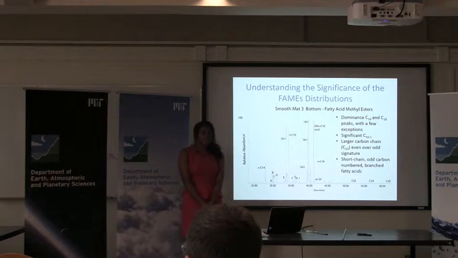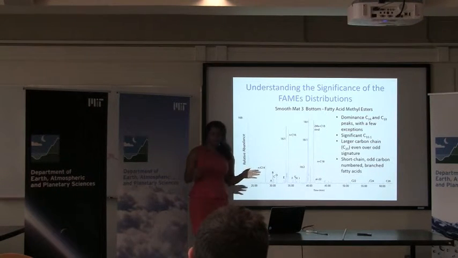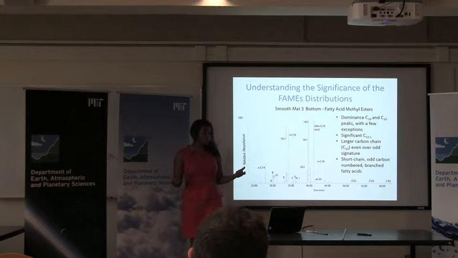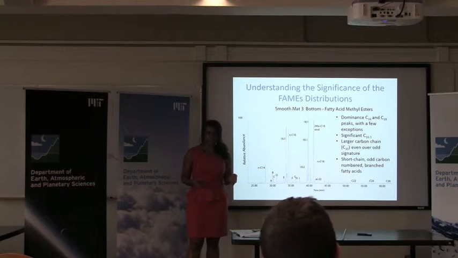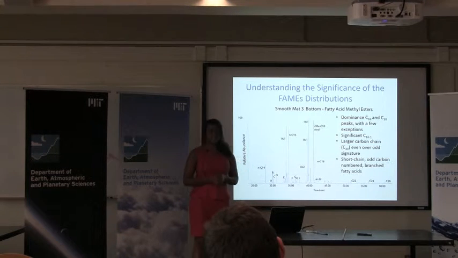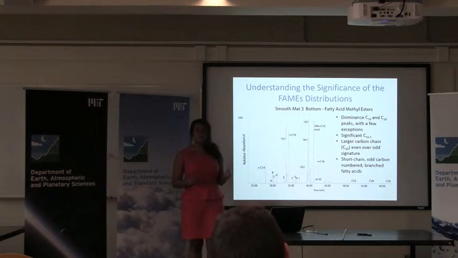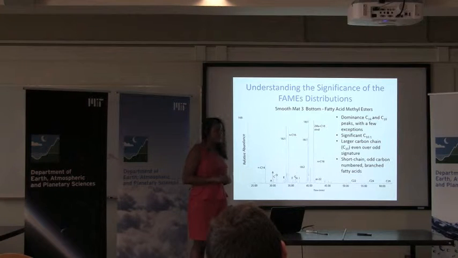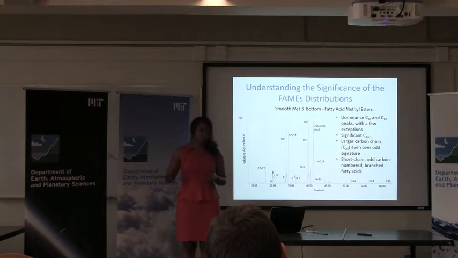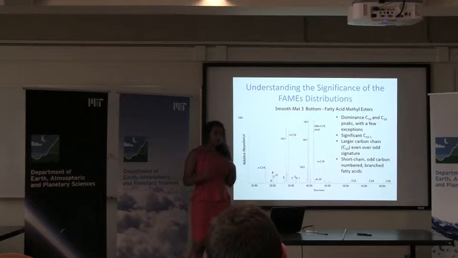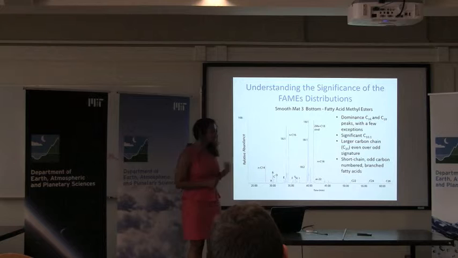And because this is the distribution that you get most often for the samples that I looked at, I want to talk a little bit about what this means. So there's a dominance of C16 and C18 peaks, with a few exceptions in a couple of the different plots that I had. But this is fairly characteristic. This is in agreement with Michelle Allen's paper. It's also in agreement with other samples that have been collected from Hamelin Pool, like those by Roger Summons in 2013. So this is actually a good check that we see that there's a lot of dominance by those.